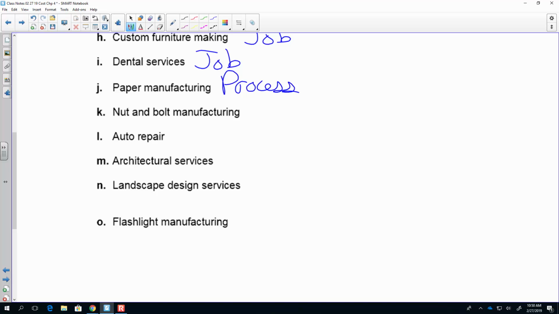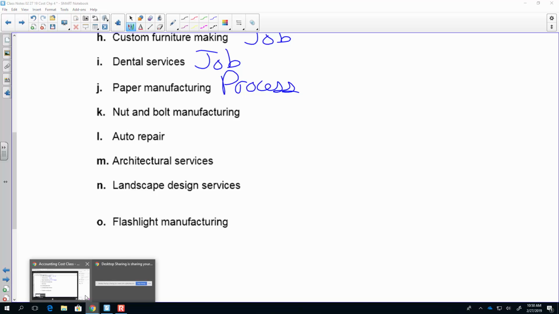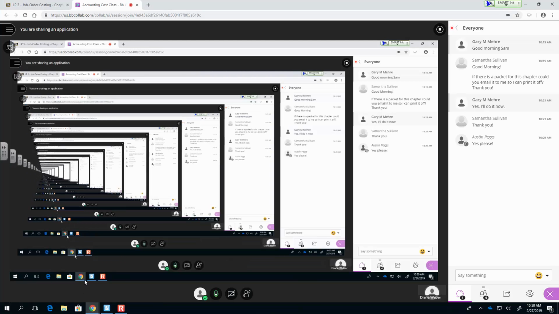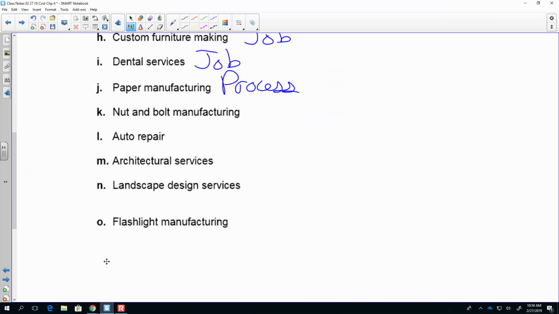Sam, how about nut and bolt manufacturing? Very good, Sam. Excellent. Process.